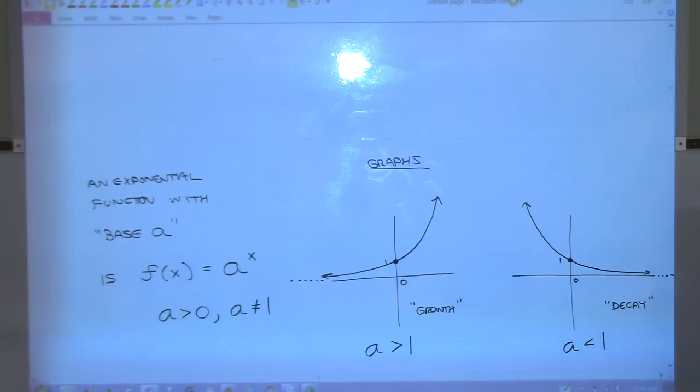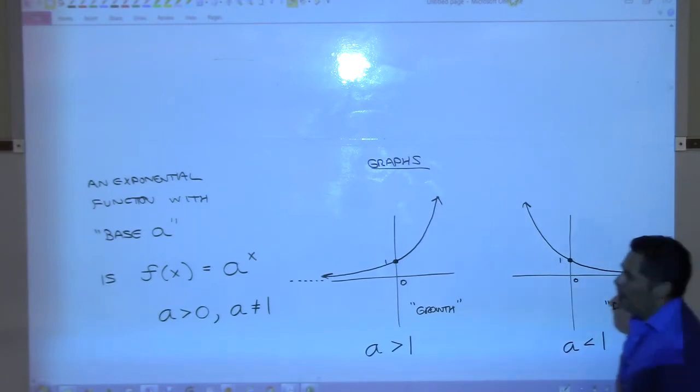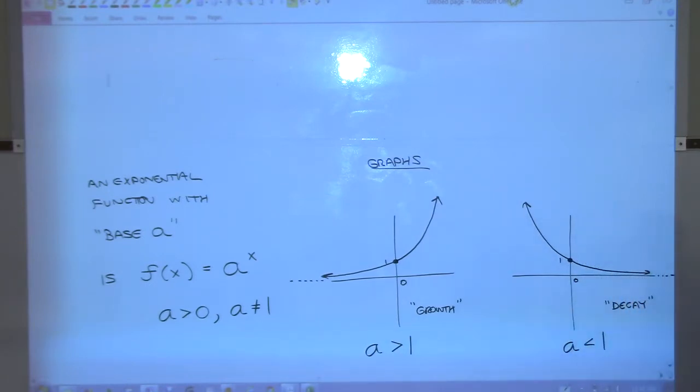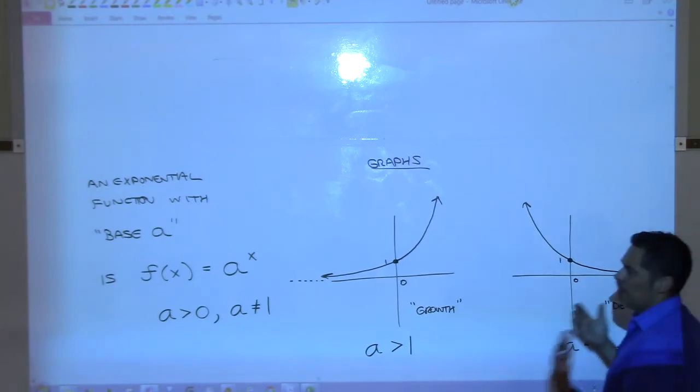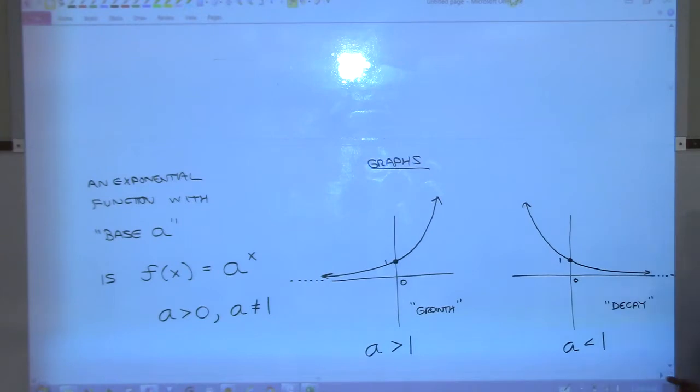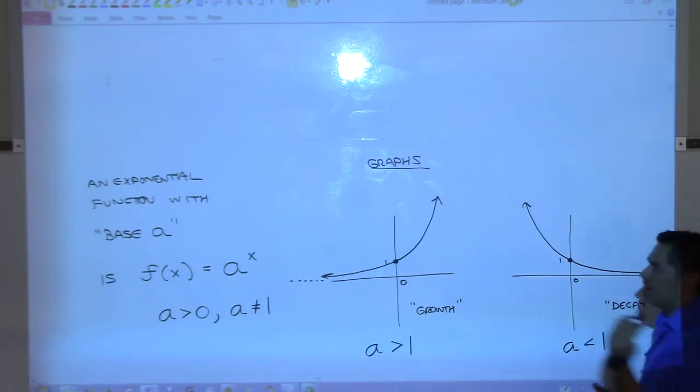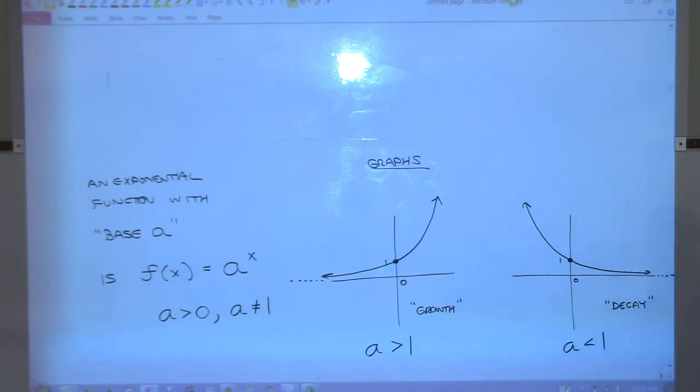I got more rectangles. And then what about when I was tearing the paper? What was the base? 1/2, right? 1/2 is less than 1, and it was getting smaller and smaller, right? Now, we're not going to get into any real depth on the graphs of these. We're pushing forward to get to some problems that apply to the real world. But this is just a general picture of what they look like. You have 2 different cases, growth or decay.